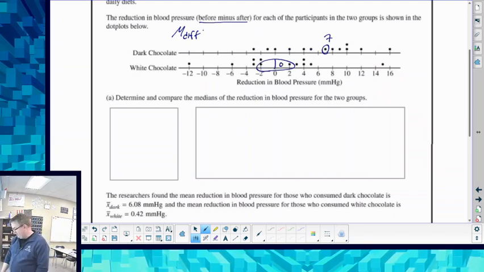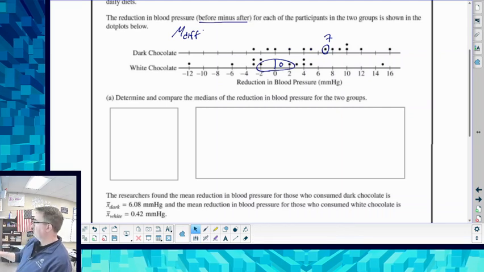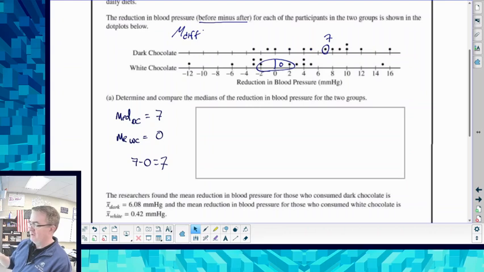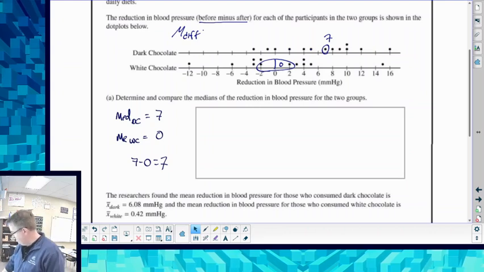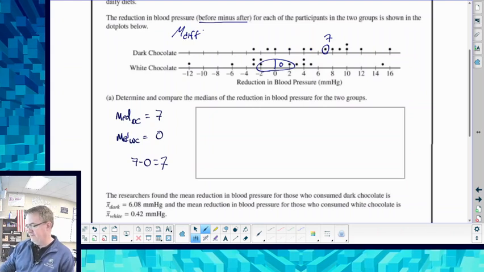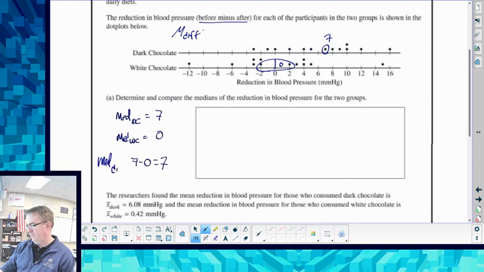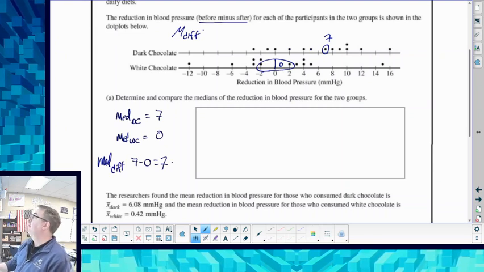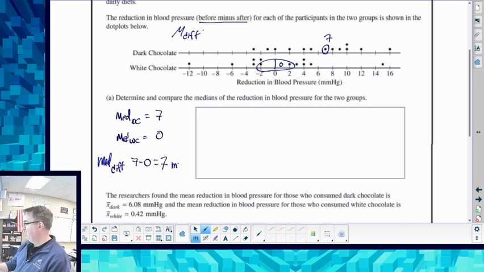So the difference of the medians of the reduction of blood pressure groups is going to be this. The median of the dark chocolate was 7. The median of the white chocolate was 0. So we have a difference. The median difference is 7, and the units are millimeters of mercury.